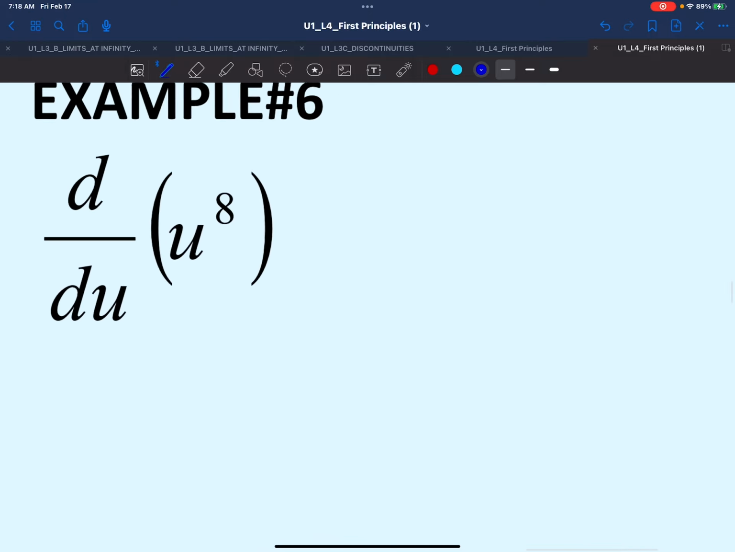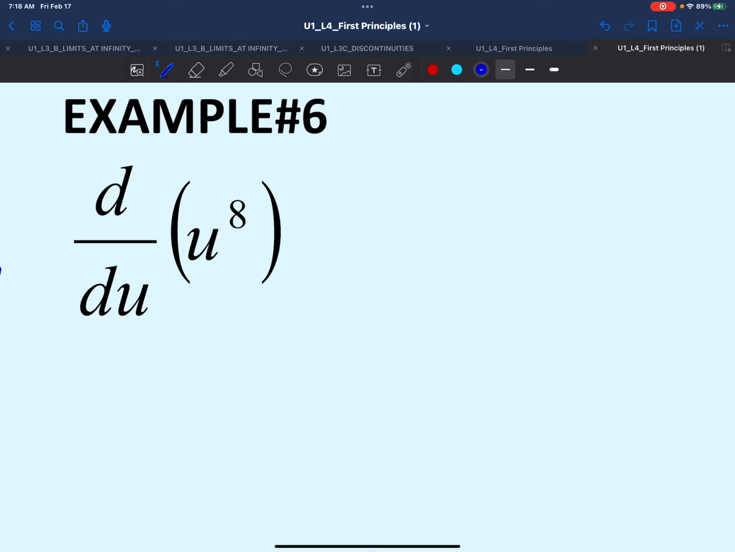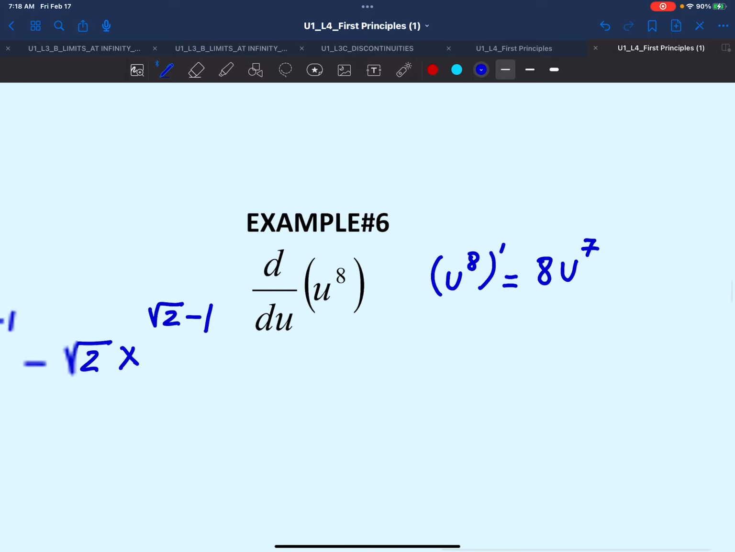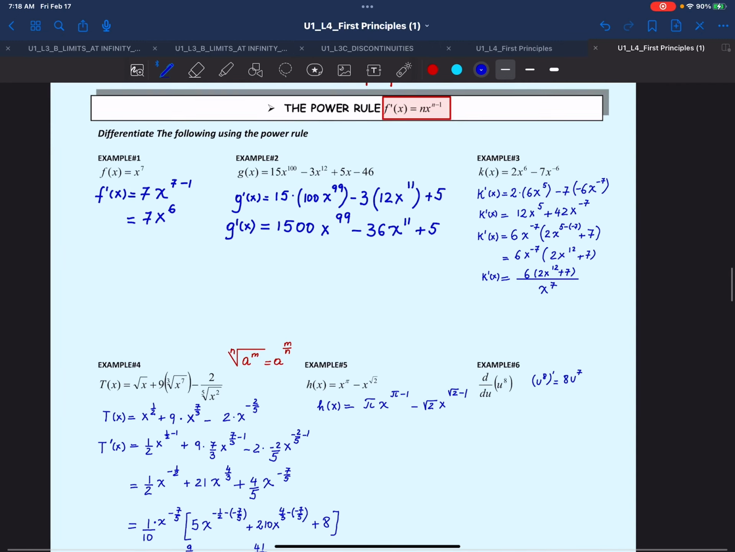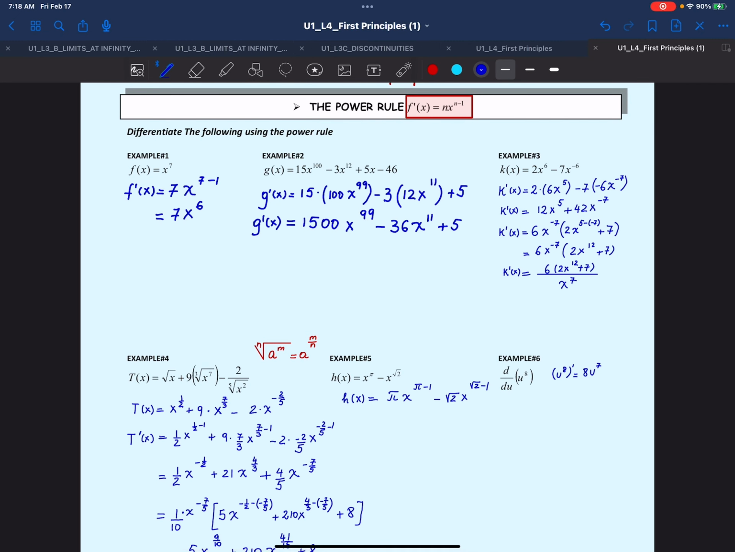So next, we have an example in Leibniz notation. So remember that d/du means simply the derivative. So you can look at it as u^8 prime, if this is easier to you. So that means that the derivative here would be 8u to the power of 7. So these are the main examples I wanted to go over to practice the power rule.